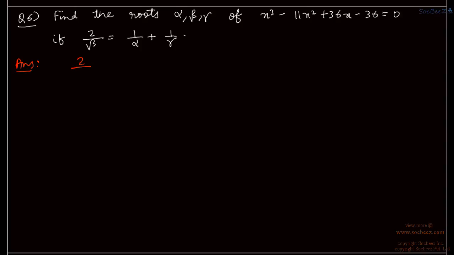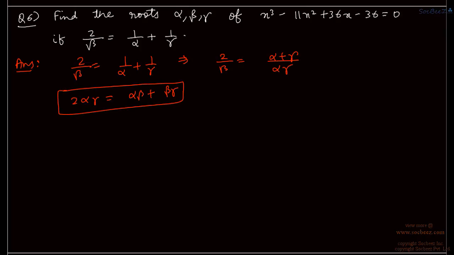Now 2 by beta is equal to 1 by alpha plus 1 by gamma. That gives us 2 by beta is equal to alpha plus gamma by alpha gamma. Cross multiplication gives us 2 alpha gamma is equal to alpha beta plus beta gamma. Right?